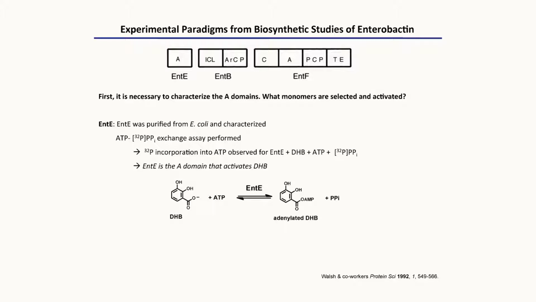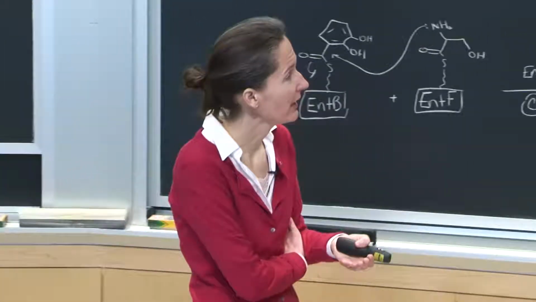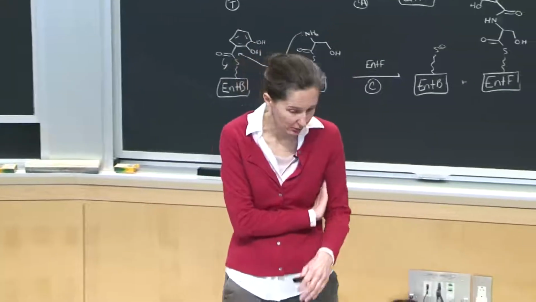So what about NF and its A domain? Again, we're working with E. coli proteins, and NF was purified from E. coli. And again, this ATP-PPi exchange assay was performed. In this case, what was observed is that when NF was incubated with L-serine, ATP, and radiolabeled PPi, there was incorporation of the radiolabel into ATP, which indicates that NF, its A domain, is responsible for the activation of L-serine. You can imagine in each set of experiments, the researchers also tried the other monomer, right? In the case of NF, they would have seen no ATP-PPi exchange with DHB. And likewise for NE, if they tried with L-serine, there would be no exchange. You'd want to see that in terms of making a robust conclusion here.